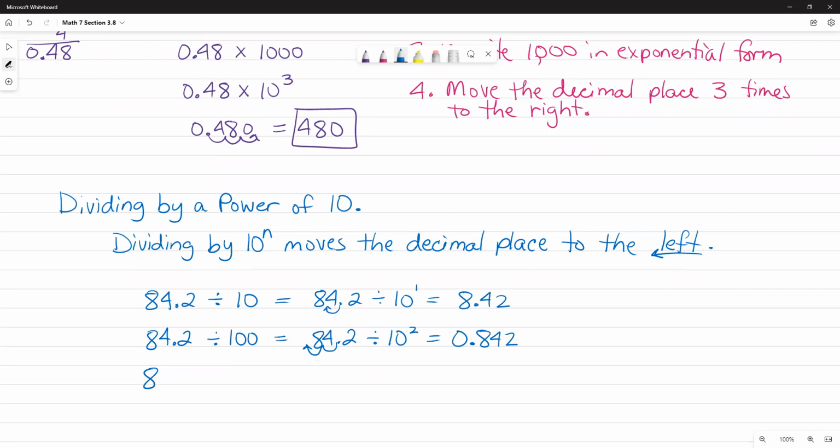One more example, but you can see the pattern here. 84.2 divided by 1,000 means that this is 84.2 divided by 10 to the power of 3. So we move it 3 times, 1, 2, but there's nothing in front of the 8. So I've got to move it one more time, add a 0, and then put my decimal there. So it becomes 0.0842. So you can see how these values just keep getting smaller and smaller by exactly a power of 10.